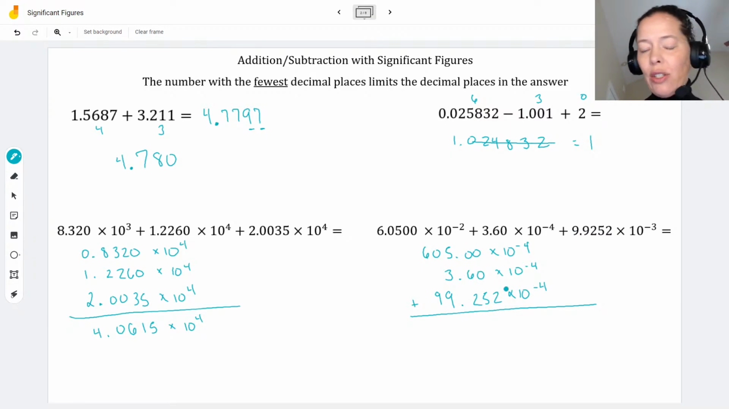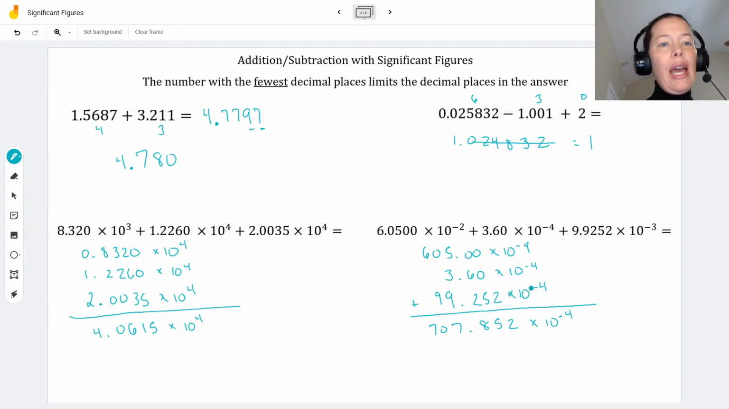and it's really easy to compare the decimal places. Okay, so let's just, like we did before, just write down what the calculator gives us, and then we'll decide how many decimal places we need. So if I add all of these together, I am going to get 707.852. Again, that decimal is not okay. Times 10 to the negative 4th. And now I'm going to decide my decimal places.